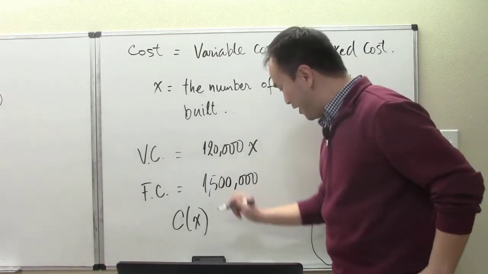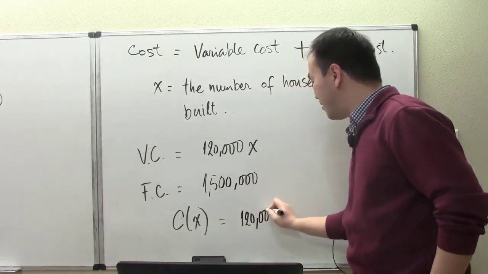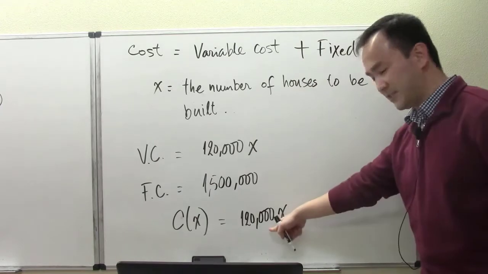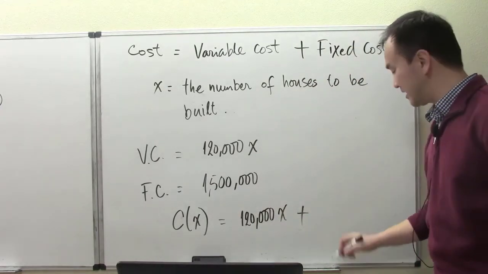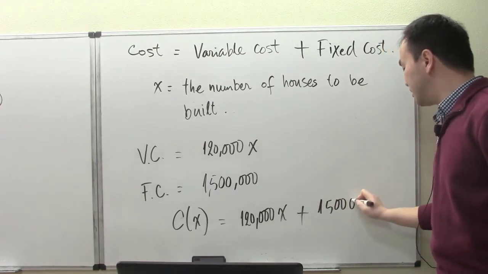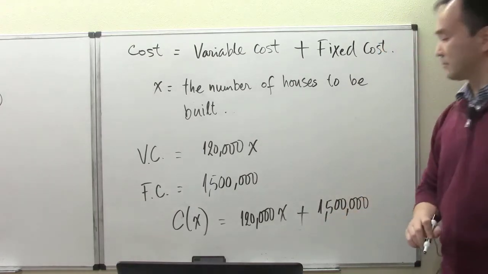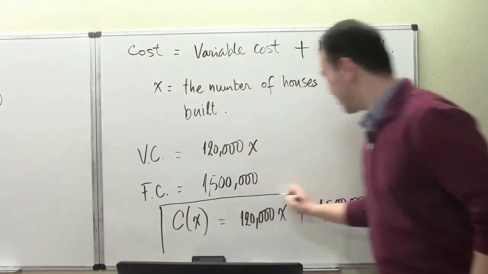And so the cost here is going to be 120,000 x. That's the variable cost portion, summed together with 1.5 million, which is 1,500,000. That's our cost right there. So now we have nailed down our cost.